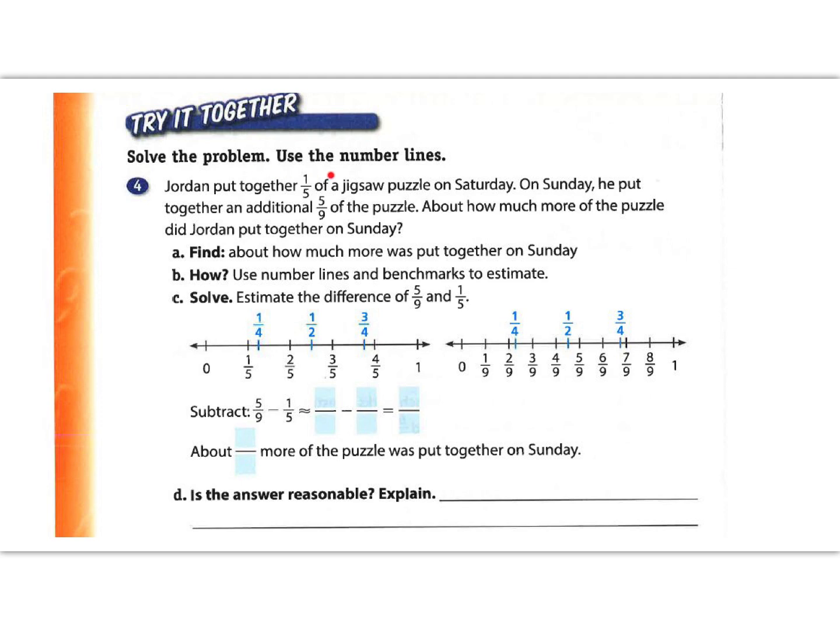Next one, solve the problem, use the number lines. Jordan put together 1/5 of a jigsaw puzzle on Saturday. On Sunday, he put together an additional 5/9 of the puzzle. About how much more of the puzzle did Jordan put together on Sunday? So we need to find about how much more was put together on Sunday. How? Use the number lines and benchmarks to estimate. Then we'll solve. We need to estimate the difference of 5/9 and 1/5.